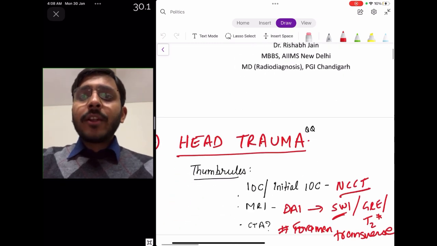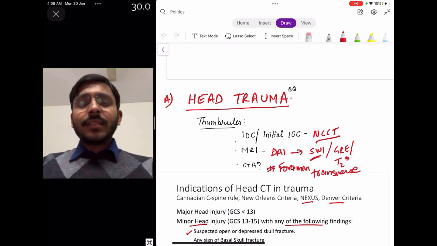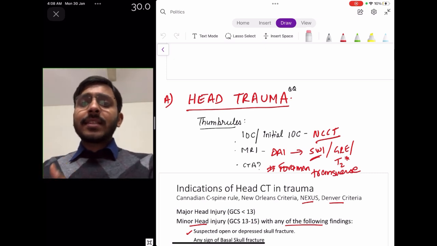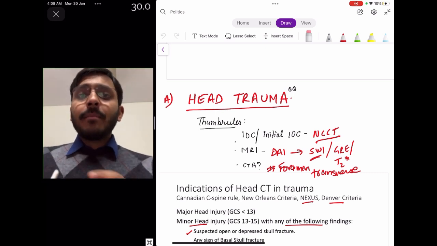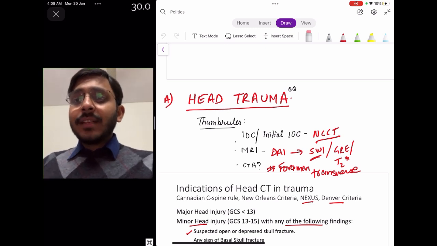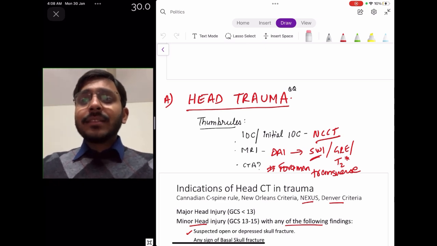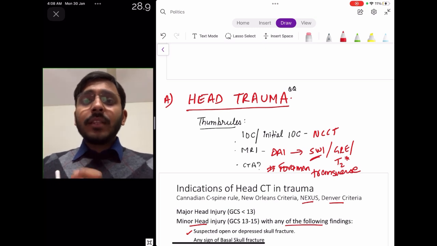So coming on to head trauma, it is a very important part because at least one question is definitely asked in the PG entrance exam, either from EDH, SDH, SAH, or some brain tumor. So some thumb rules before we go on to head trauma. What is the investigation of choice, or the initial investigation, when it comes to head trauma? The answer is a non-contrast CT scan. Remember, there is no role of X-ray in head trauma.